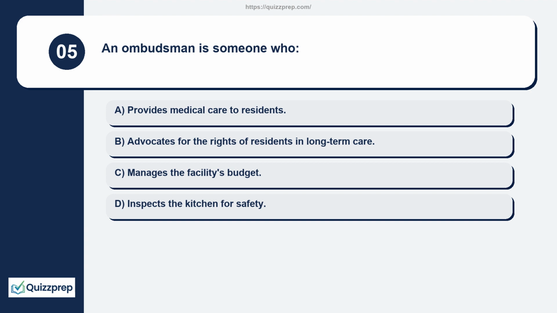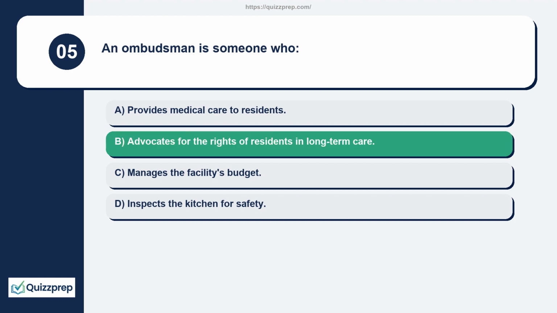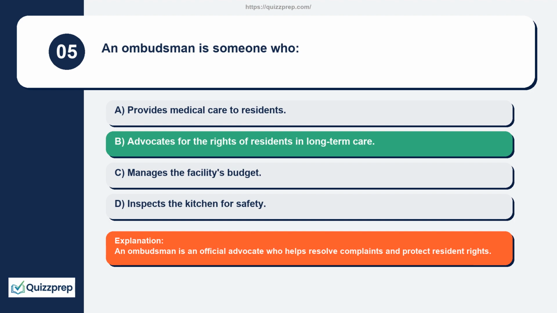Question 5. An ombudsman is someone who provides medical care to residents, advocates for the rights of residents in long-term care, manages the facility's budget, inspects the kitchen for safety. An ombudsman is an official advocate who helps resolve complaints and protect resident rights.